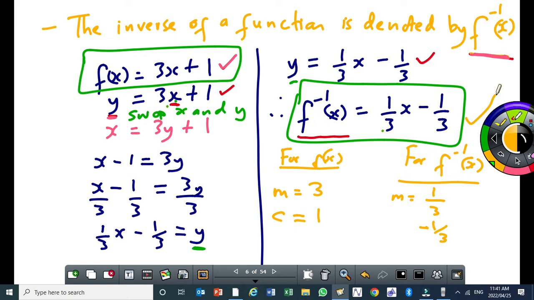Okay? So this is now the equation of the inverse. It's not the original equation. So this is the equation of the inverse.